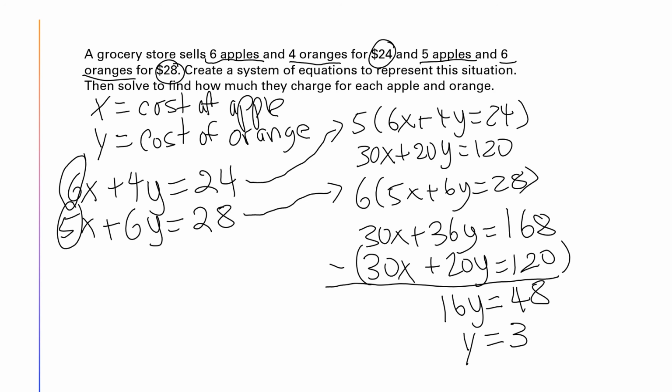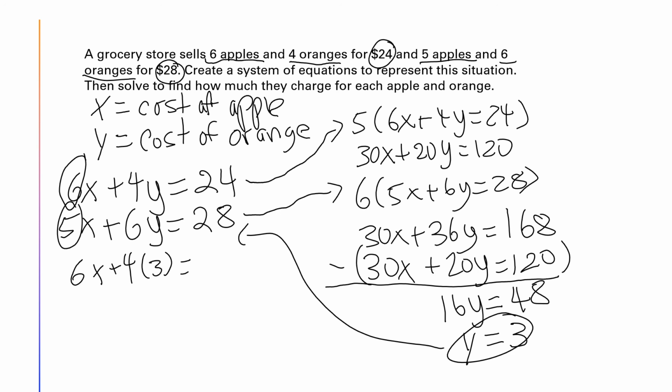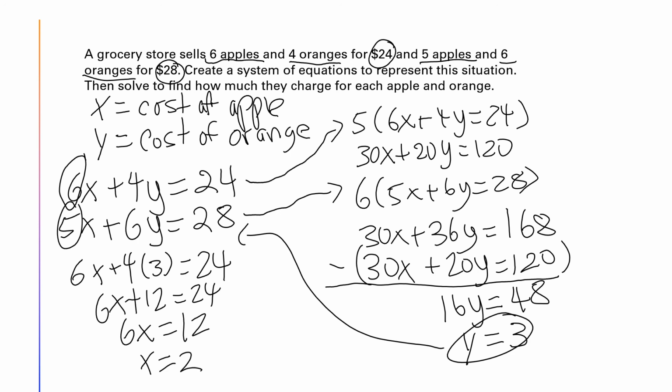Now, in order to get x, we plug 3 back into one of the original equations, either one of these two. So I'm going to do the first one, so 6x plus 4 times 3 equals 24. 6x plus 12 equals 24. 6x equals 12, and x equals 2. So each apple costs $2 and each orange costs $3.